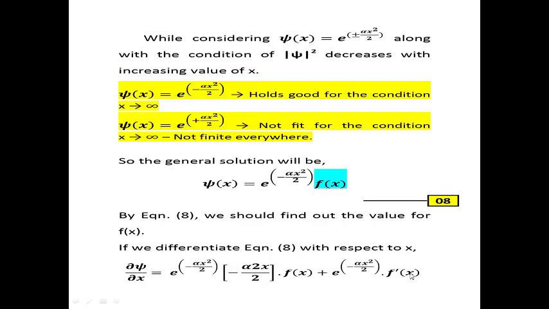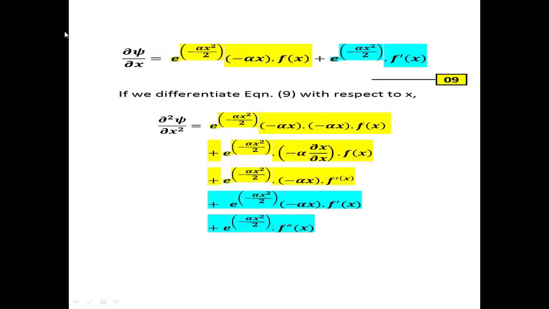So f prime of x represents the first order differential of f of x. Now we notice that the final equation will be like this. So dou psi by dou x will be e power minus alpha x squared by 2 into minus alpha x into f of x, plus e power minus alpha x squared by 2 into f prime of x.